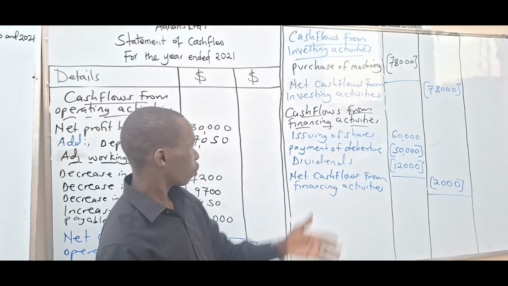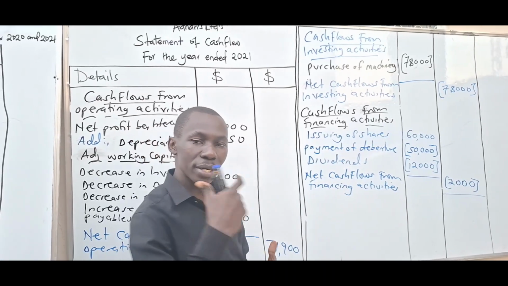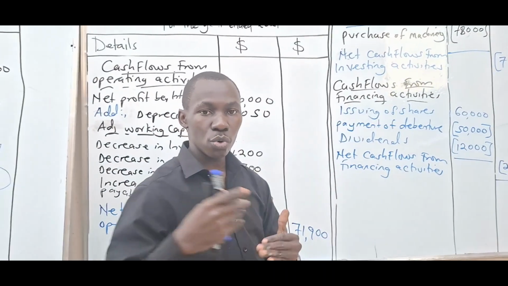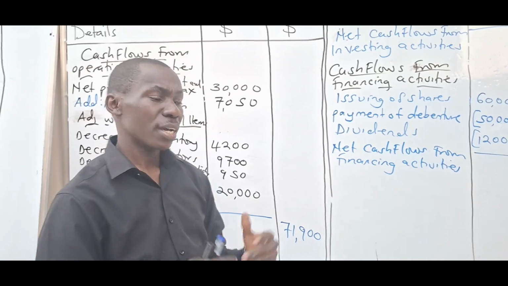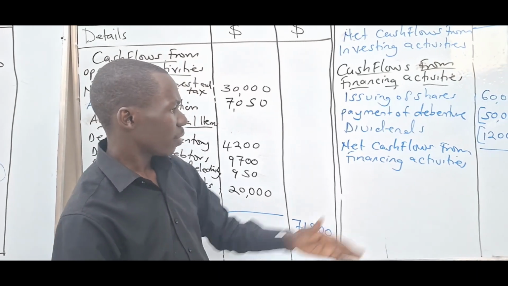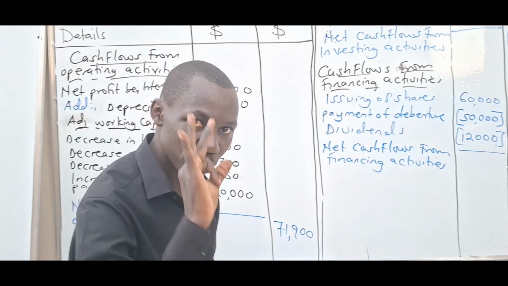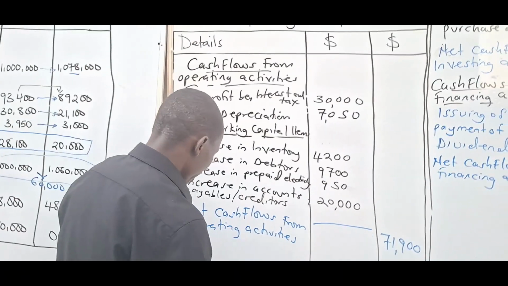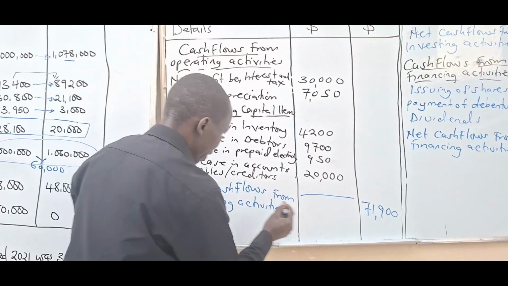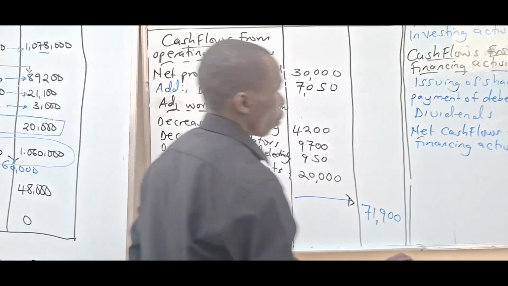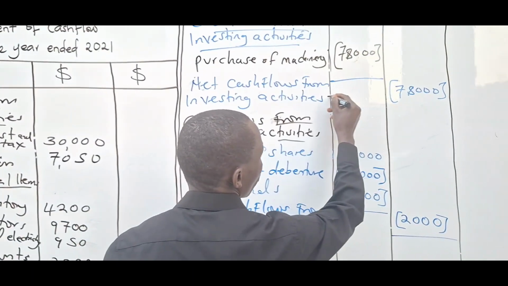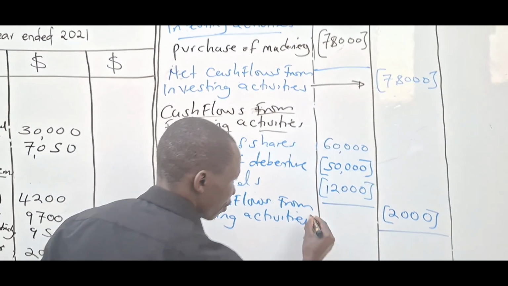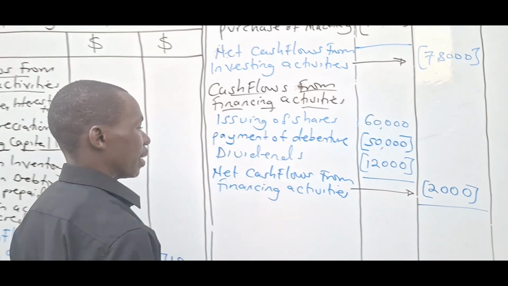You go to cash flows from financing activities. You look at the share capital. You look at the long-term liabilities, among other items there. Then after that, we now have three figures. We have the net cash flow from operating activities, which is this, net cash flows from investing activities, and net cash flows from financing activities.